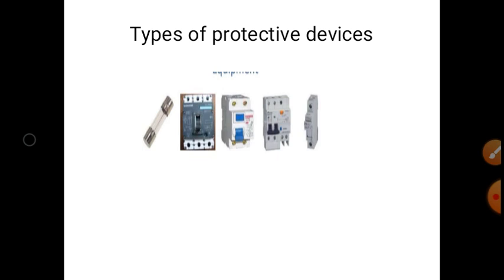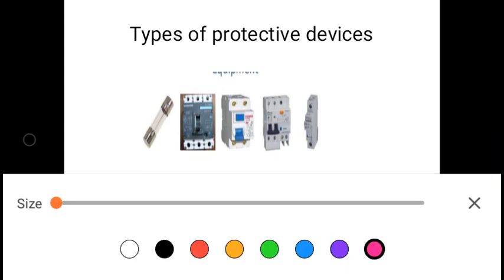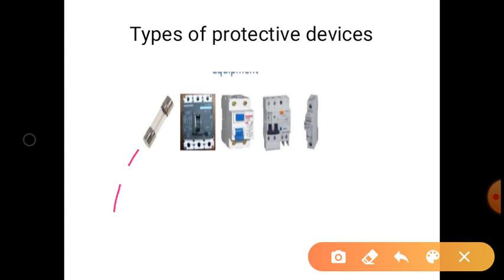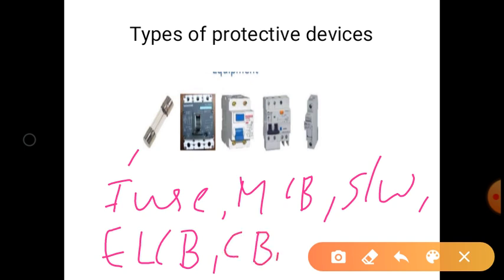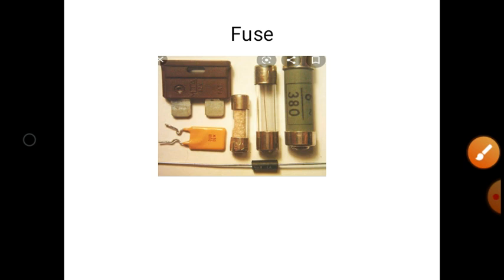So what types of protective devices do we have? You can see one picture over here. In that picture we can see a fuse, MCB, ELCB. It might be single phase or three phase. A number of protective devices are available in the market. It might be a fuse, MCB, switches, ELCB, circuit breaker, relays, isolators, or grounding. According to the application we can use them. So we'll go one by one.